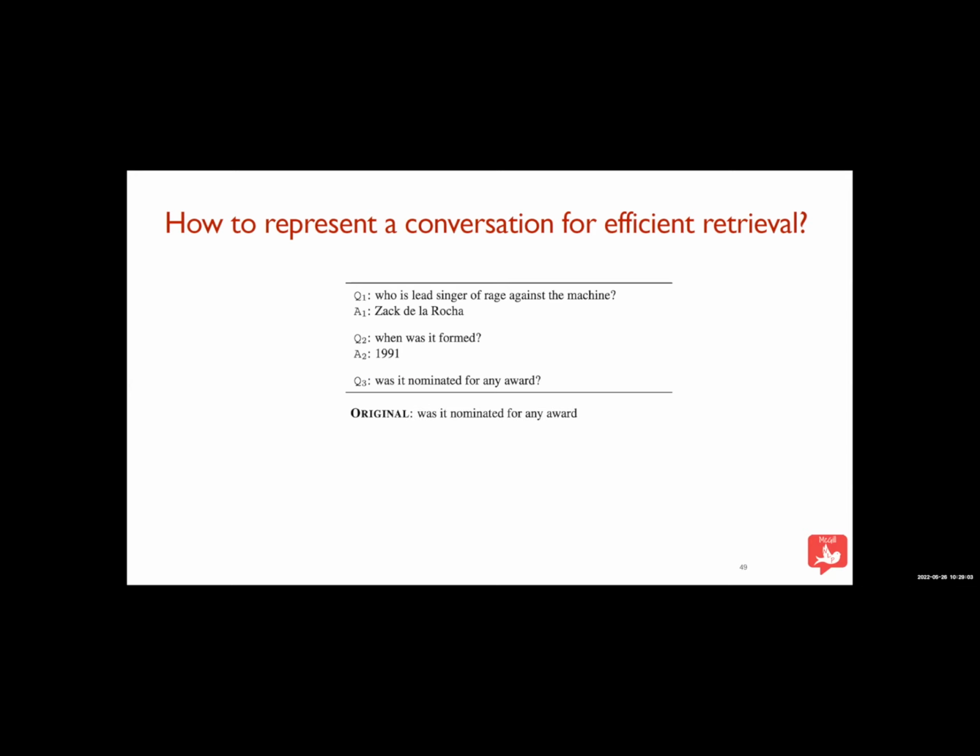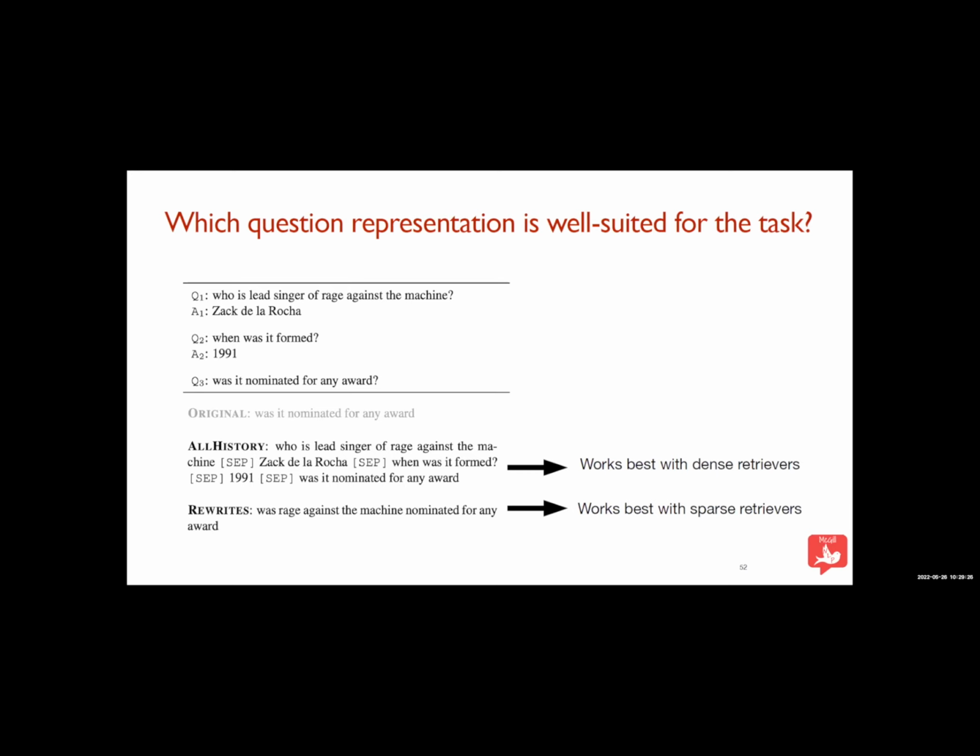So the question that we were exploring is how do you represent conversations for conversational retrieval? You could take the last turn and provide it to the model and see how the retrieval performance is, or you could take all the history and just concatenate everything together and see what the performance is. Or one might say, hey, why don't I rewrite this into one single question and then perform the retrieval?